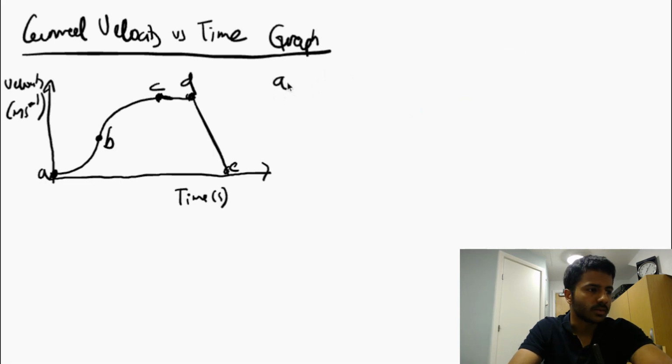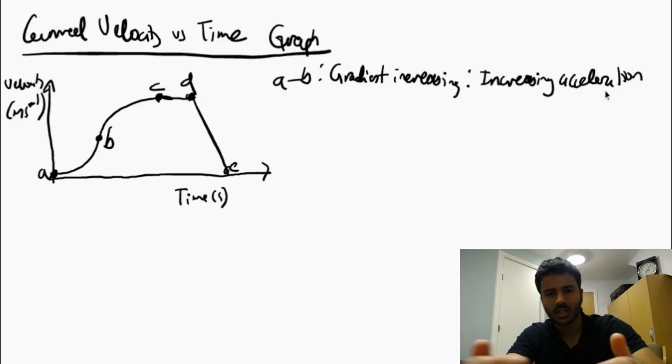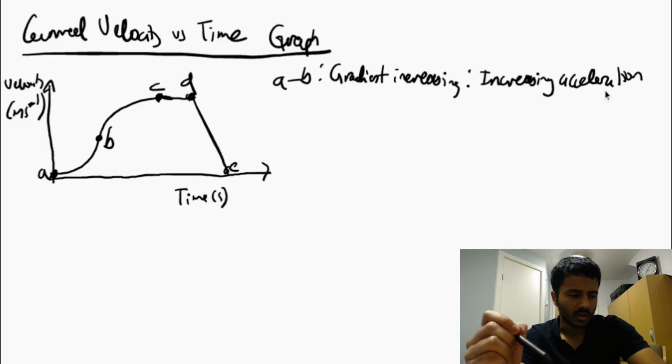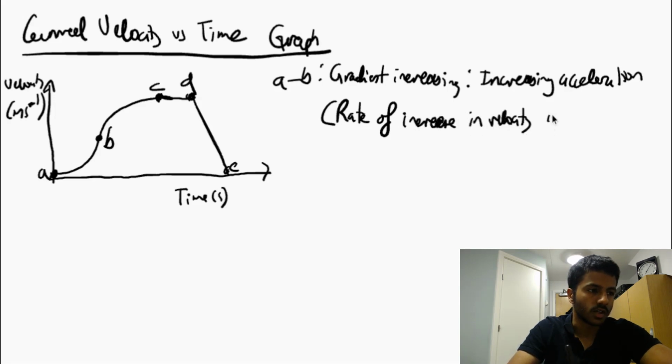So from points A to B, you can see that the gradient is increasing. And we know that gradient represents acceleration. So that means that you have increasing acceleration. And what that means in terms of the velocity is that the rate of increase in velocity is going up. So that means that the rate of increase in velocity is increasing.